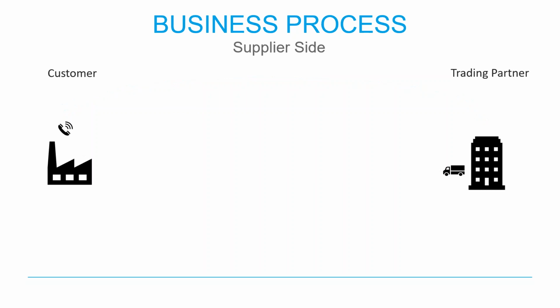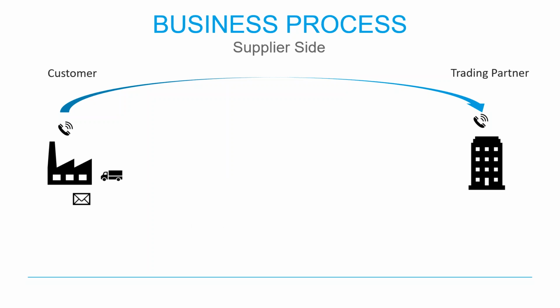From the supplier side, this business process consists of the steps that are required to accomplish the task at hand. In this case, the customer wants to order items from the trading partner and have them shipped to their location. Without EDI, the customer would pick up the phone and call the trading partner to place an order. The trading partner would enter the order into their ERP system. They'll fulfill and ship the order, and then they'll mail the invoice to the customer. Several days later, the customer would receive the invoice, enter it into their ERP, process the payment, and send it by mail.